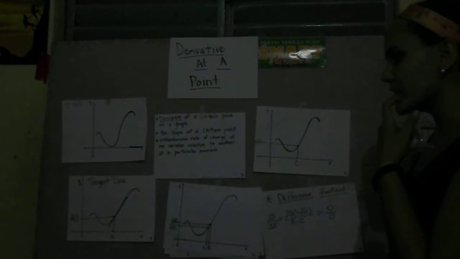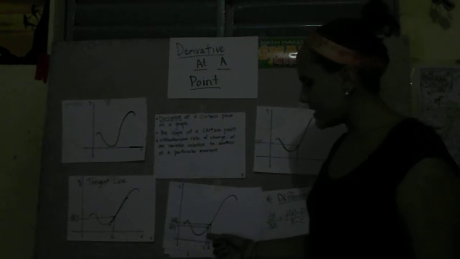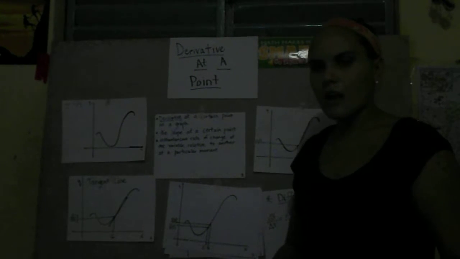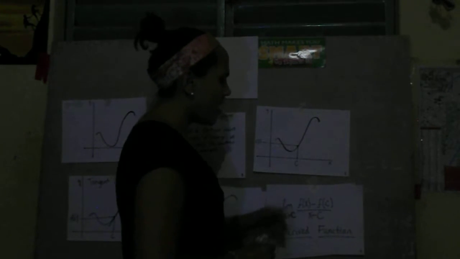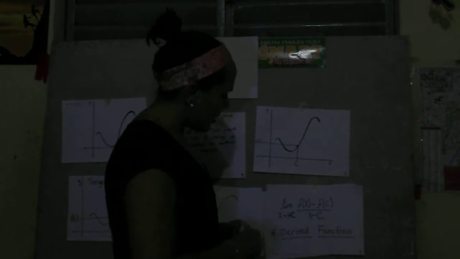What can we use to figure out the exact slope? We are moving x closer and closer to c, so maybe we can use a limit. That's what it's called. The limit as x approaches c, plugging in our slope quotient f of x minus f of c all over x minus c. This is our derived function. Wow! And it only took us 5 minutes.